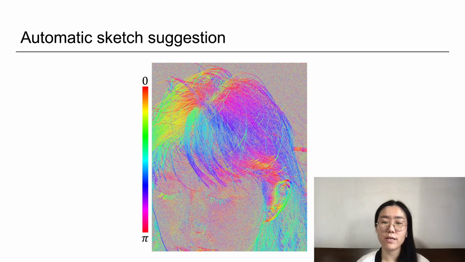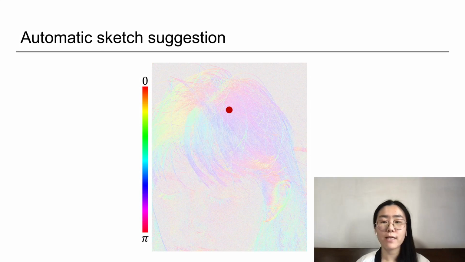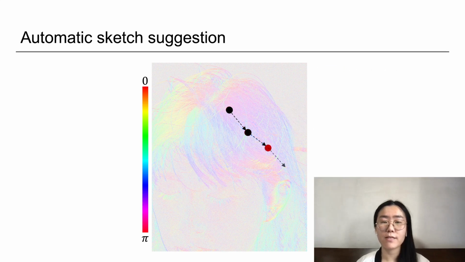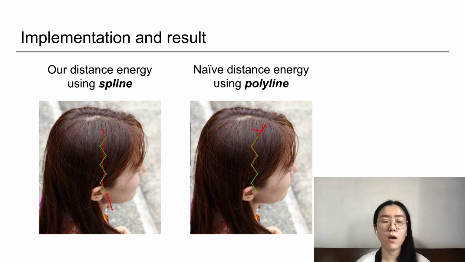Here, I will show the procedure of the sketch suggestion system. For the current suggestion mount point, the suggestion sketch will grow under the direction of an acute angle and keep on growing until it meets a point that has a similarity beyond the threshold. Then we will get the final suggested sketch from the mount to the end of the hair strand according to the input image. Okay, that is all for our method.